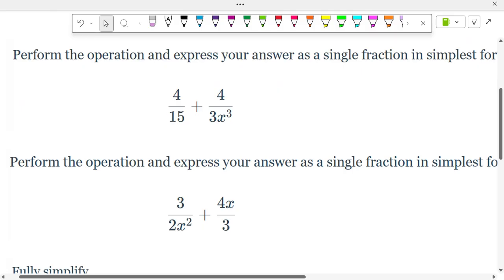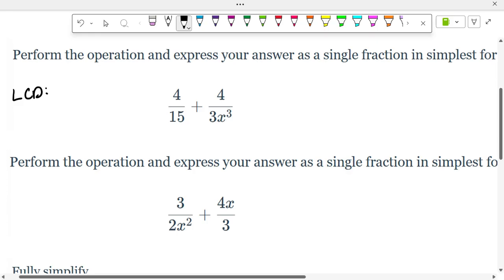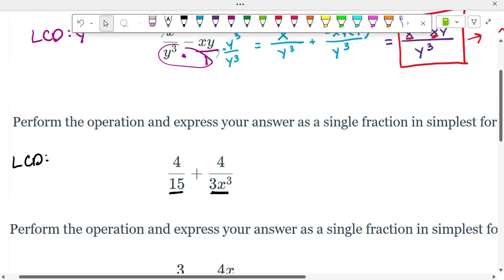So, let's think about this logically. Since there's monomials in the bottom, we're obviously not factoring anything. But, let's talk LCD. So we're looking at 15 and 3x cubed. Obviously, our LCD is going to have a what in it? It's going to have a what? So if we look between our last one and this one, what is guaranteed to be in the LCD? I'm not talking number.